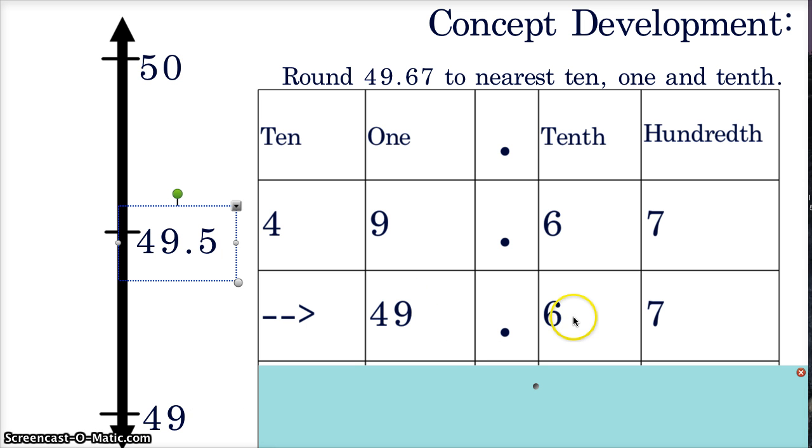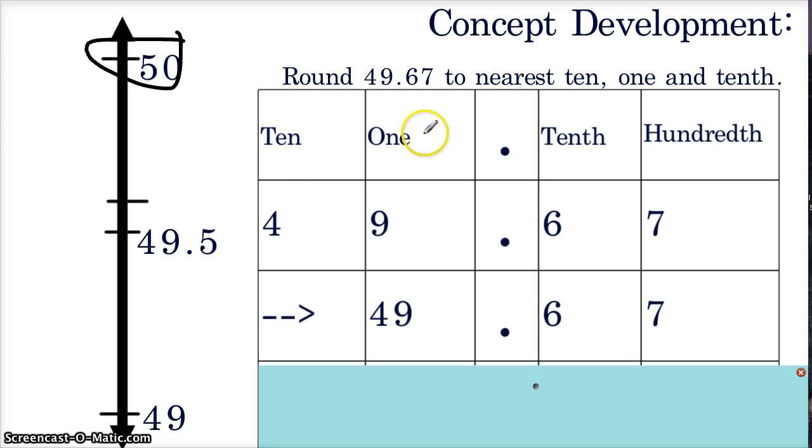So 49.67 is my number. Where in relation to all the rest is 49.67? 49, 49.5, 50, so it should be right around here, 49.6. It's in the top half of my number line, so I'm going to round it to 50 ones, which is the same thing as just 50.